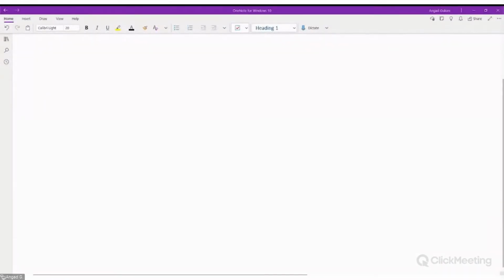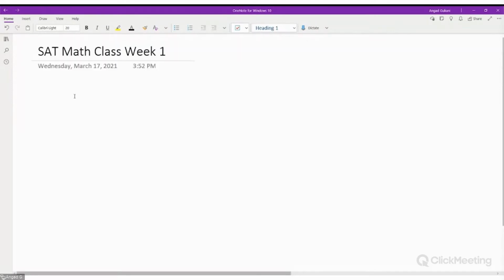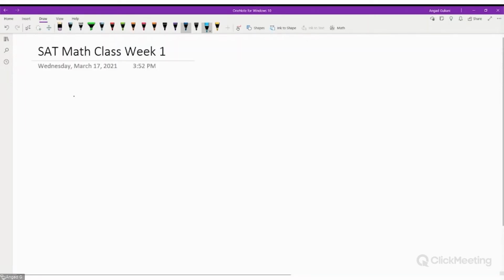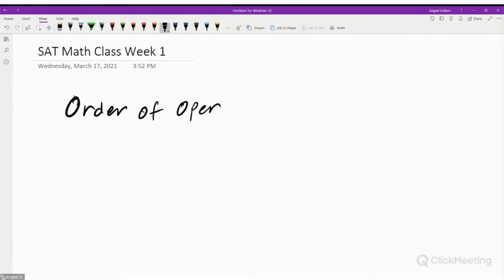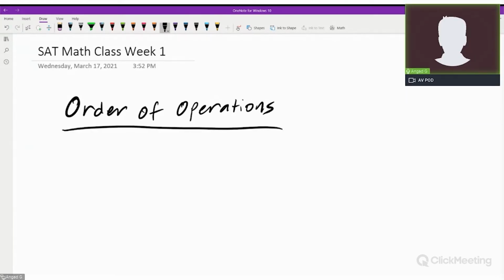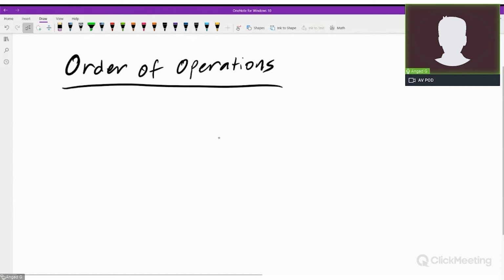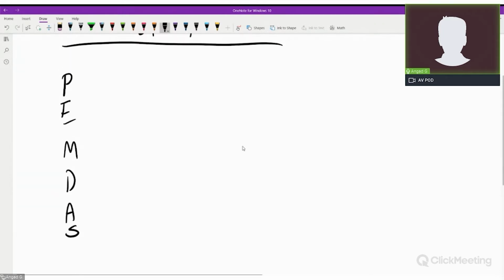So our first concept today, we're going to be going over the order of operations. All right. And it's a thing that a lot of people, I realize now, have messed up. And that's because of the way PEMDAS is shown. It's usually shown like this. You guys don't know what PEMDAS is? It's an acronym. P stands for parentheses.